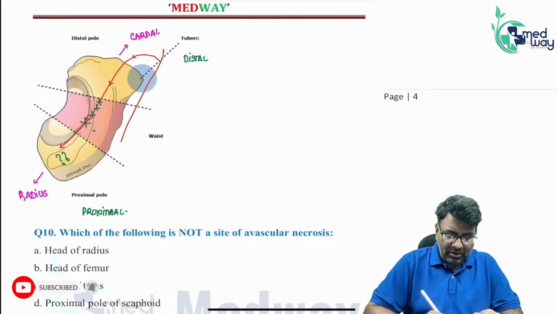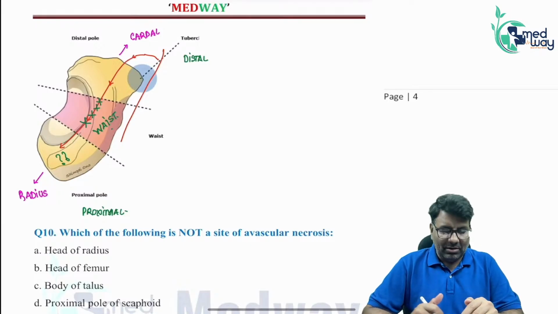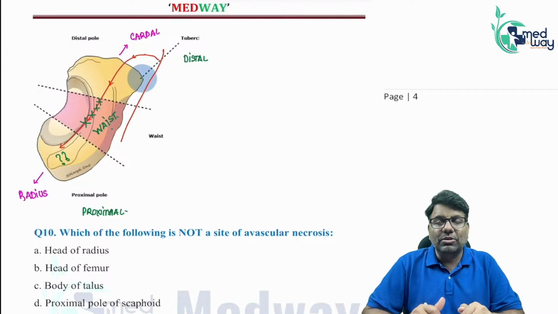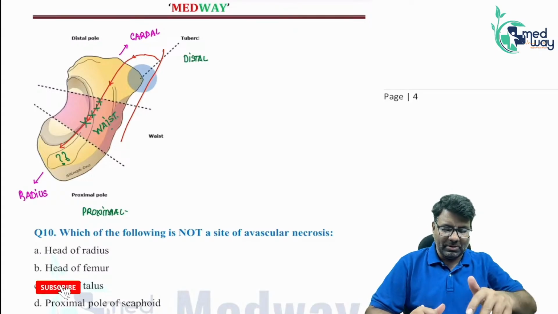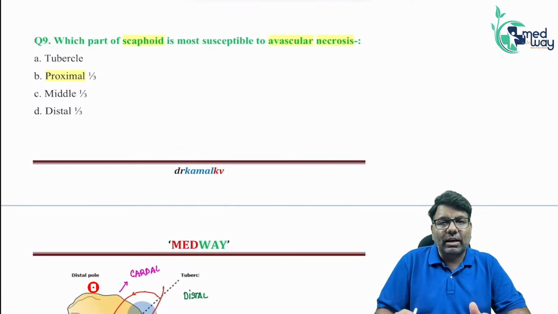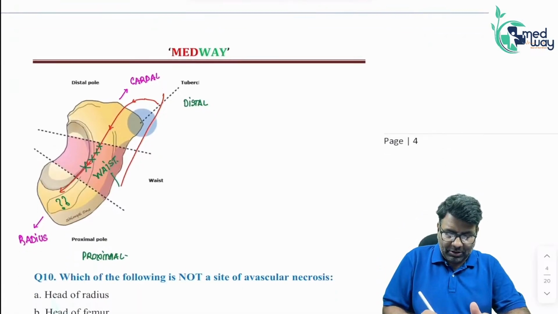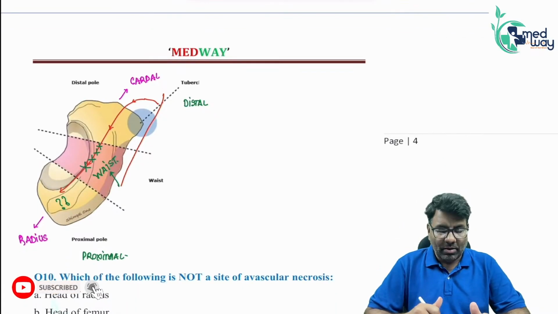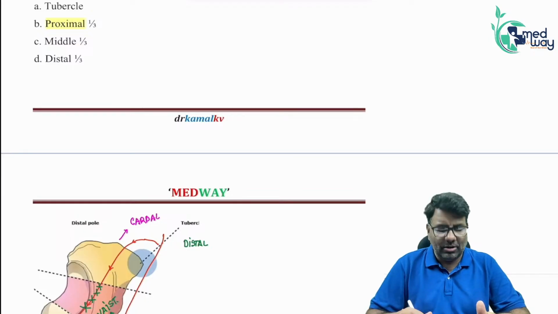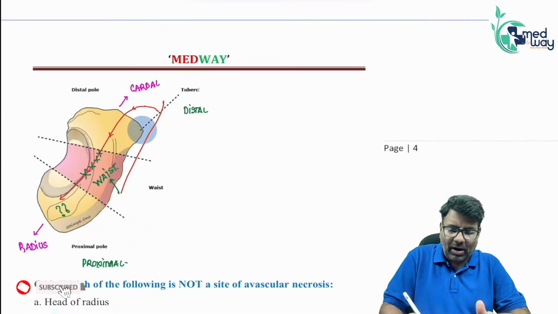So if there is any fracture, especially involving the waist region, it can disrupt the arterial blood flow, and therefore the proximal part of the scaphoid will undergo avascular necrosis. Please remember this, and this is the thing which you need to remember for AVN of scaphoid, right? And commonly the fracture in such cases occurs through the waist. There is no possibility of AVN in the tubercle, middle third or distal third. It is only the proximal part.